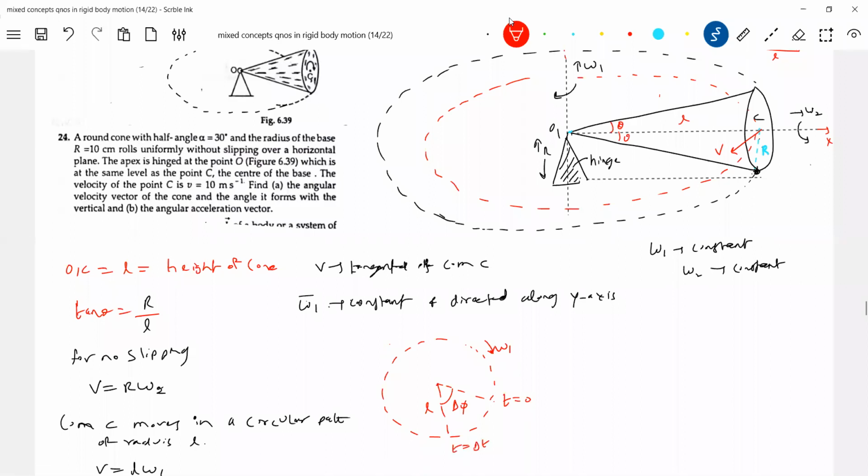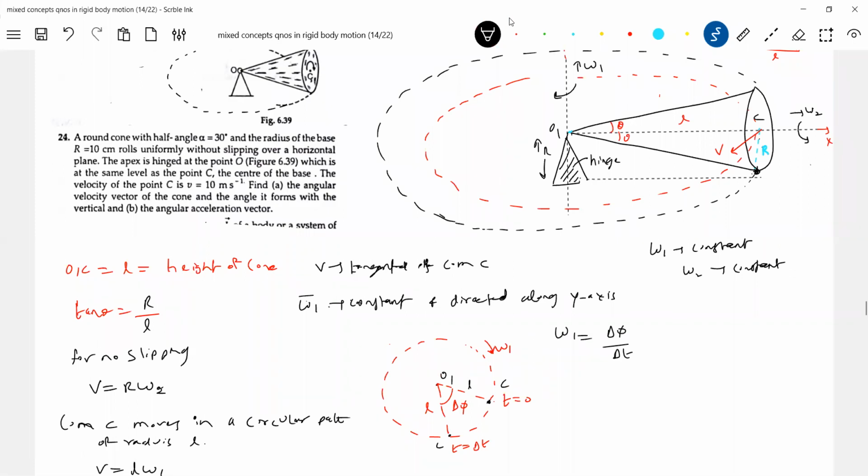So how do you define omega 1? According to the angular velocity omega 1, what is delta phi? Angular distance. The center of mass C will move in a circular path. The C which is here will after some time be here. And this is L. So what is omega 1? You can write it as delta phi by delta t, the angular velocity of this.